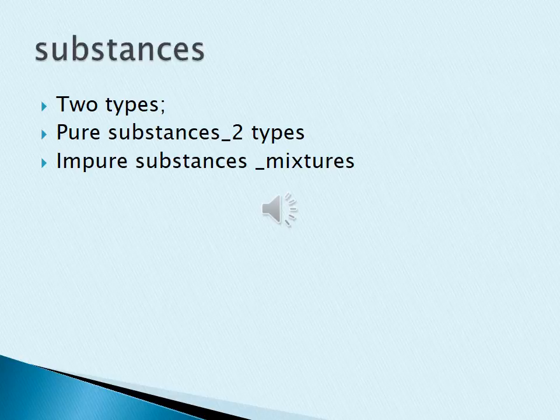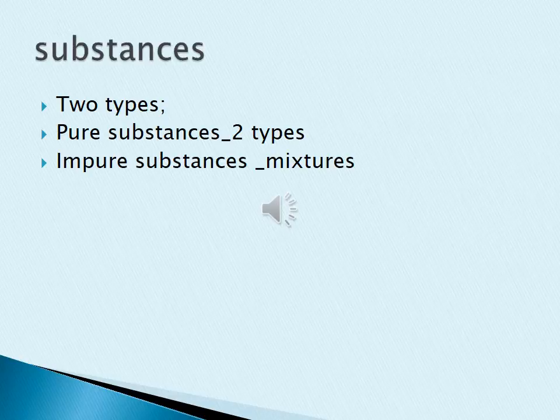Now impure substances, what about impure substances? Mixtures. They do not have definite characteristic properties. This is the difference between pure substances and impure substances.